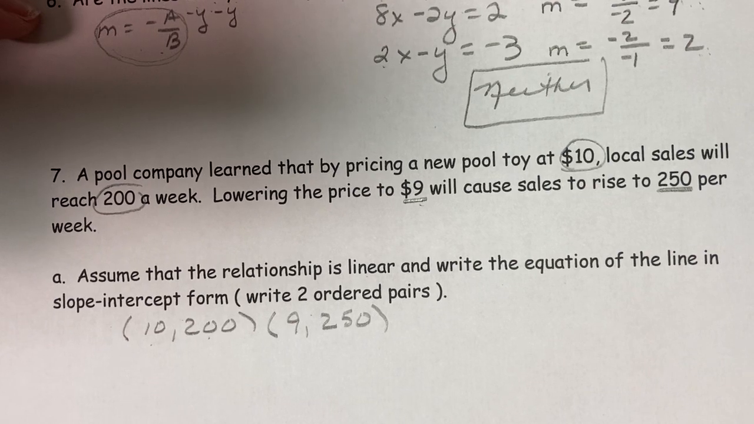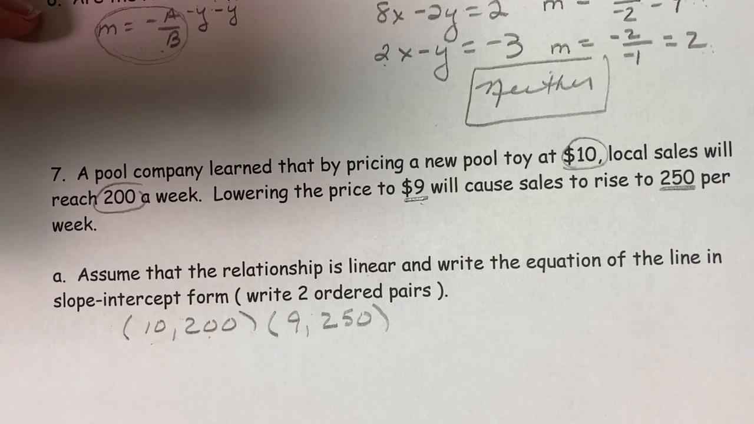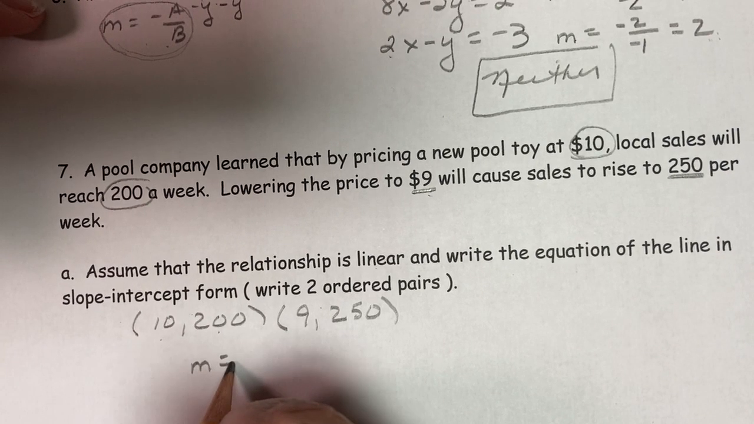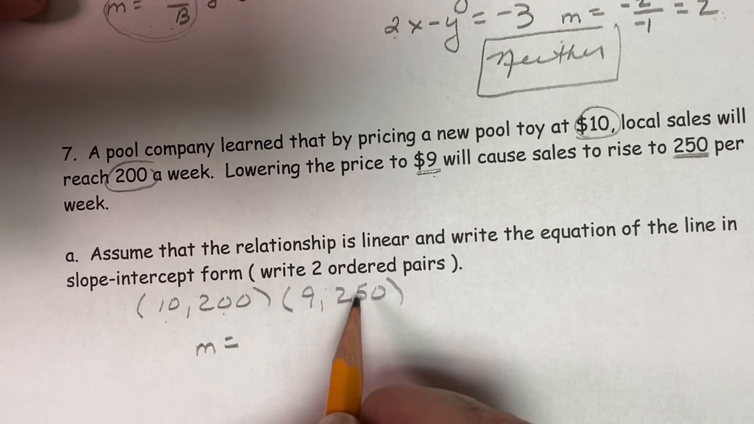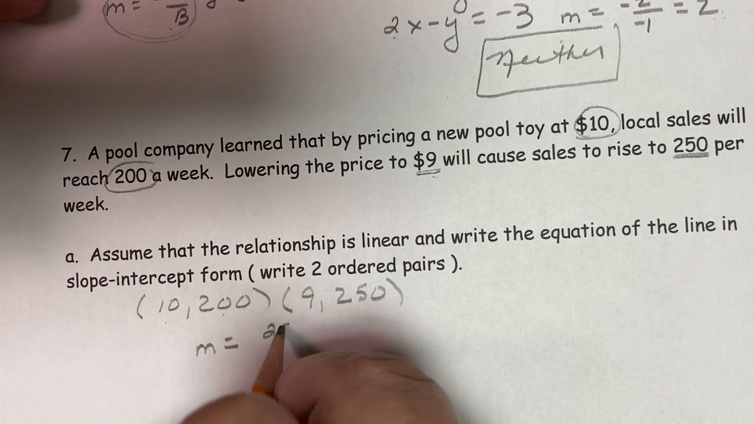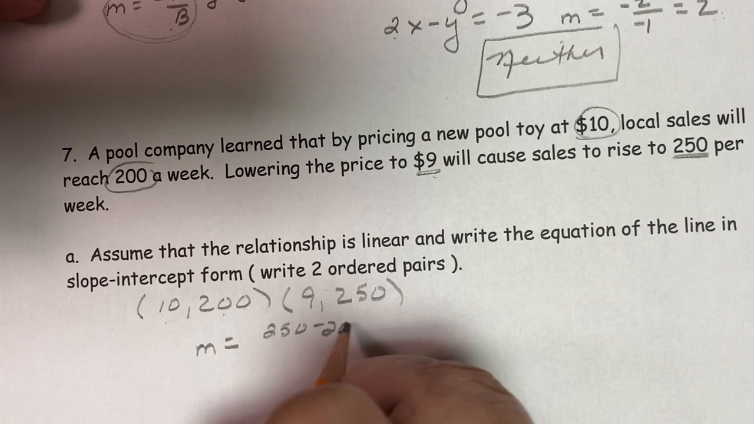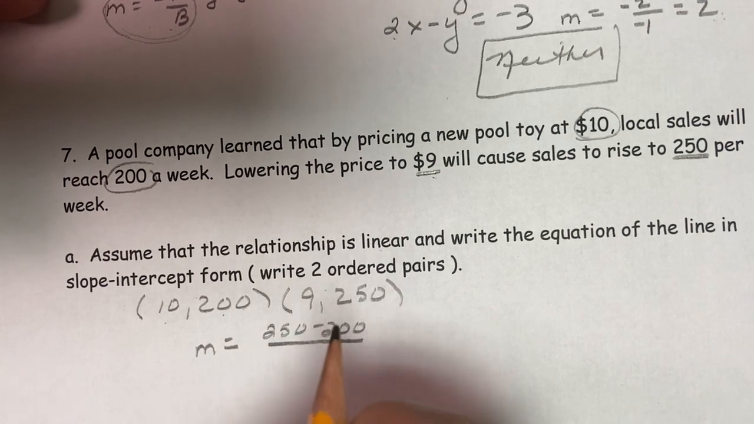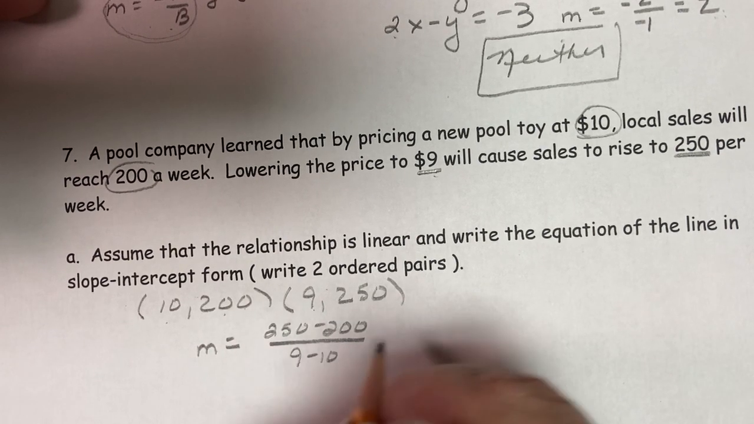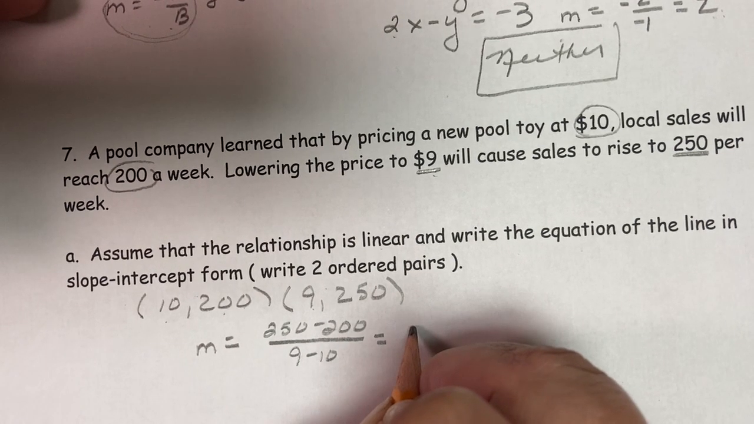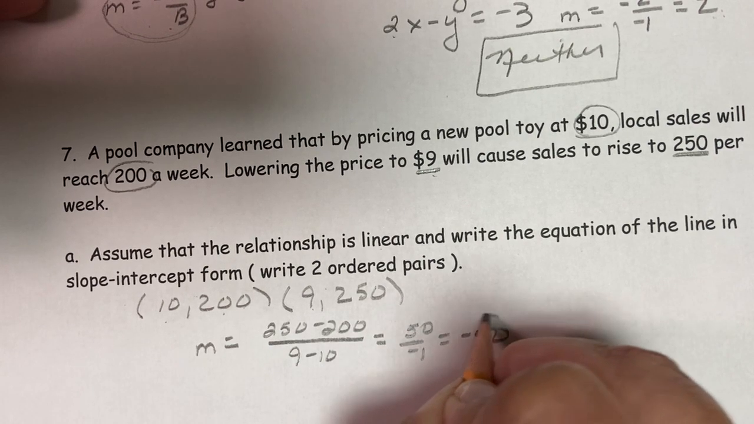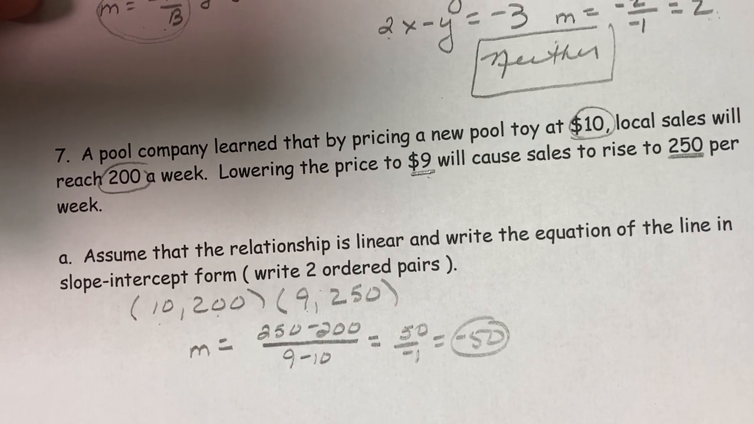So now I can go ahead and find that equation. What are the 2 things I need? Well, I need the slope. So here we go. What's the slope of this line? Well, it's y2 minus y1, which would be 250 minus 200, over x2 minus x1, which is 9 minus 10. That's 50 over negative 1. The slope is going to be negative 50.